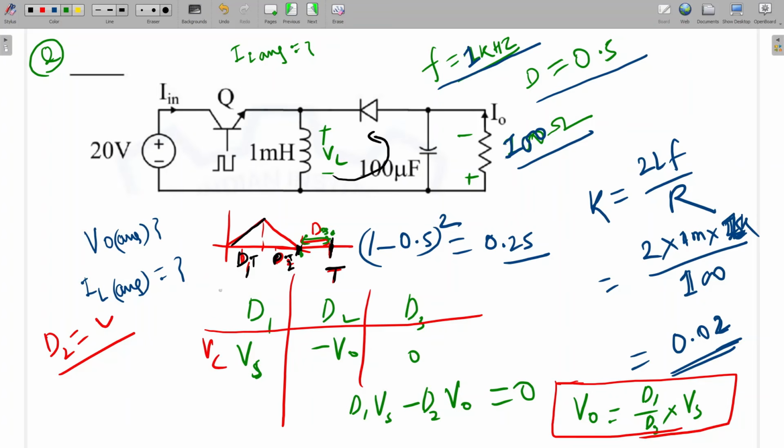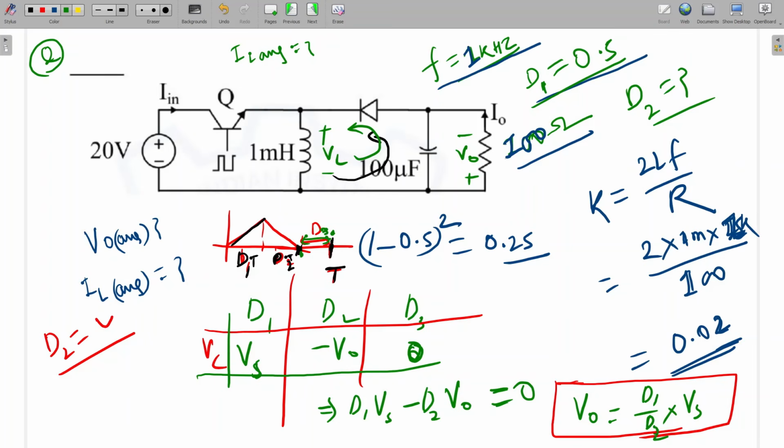Yes, sir. So when the switch is on, VL will be Vs. When it follows this path, VL will be minus V naught. And when the current is zero, the inductor voltage will be zero, an open circuit. So if you apply volt-second balance, D1 into Vs minus D2 into V naught is equal to zero, and V naught will be D1 by D2 into Vs. D1 we already know. So we have to calculate the D2 value. What will be the D2? Is it clear now?